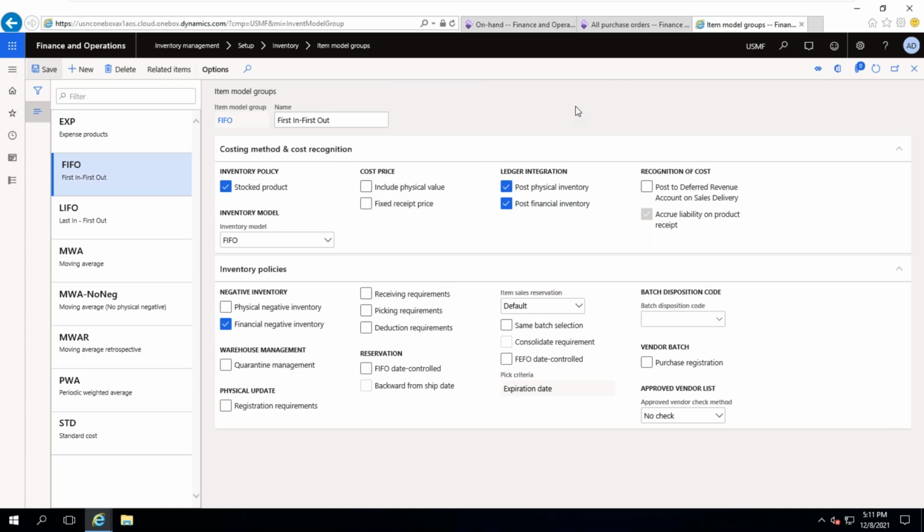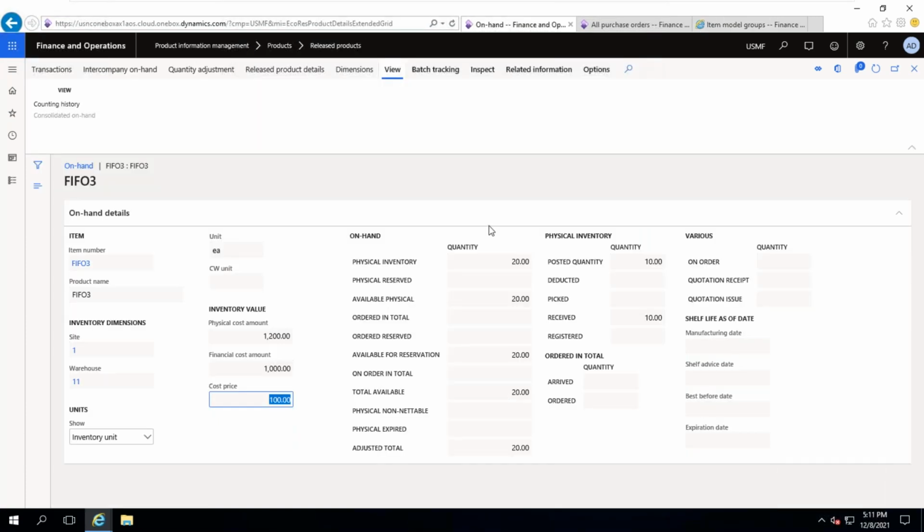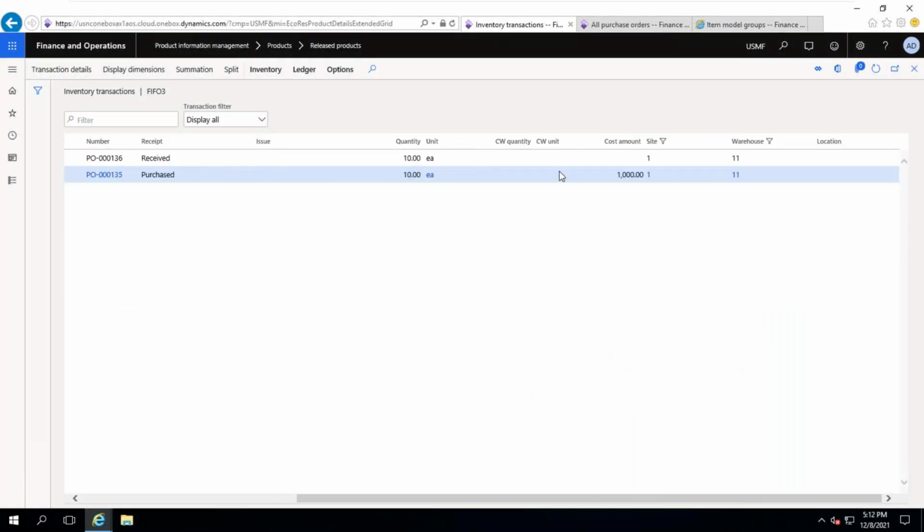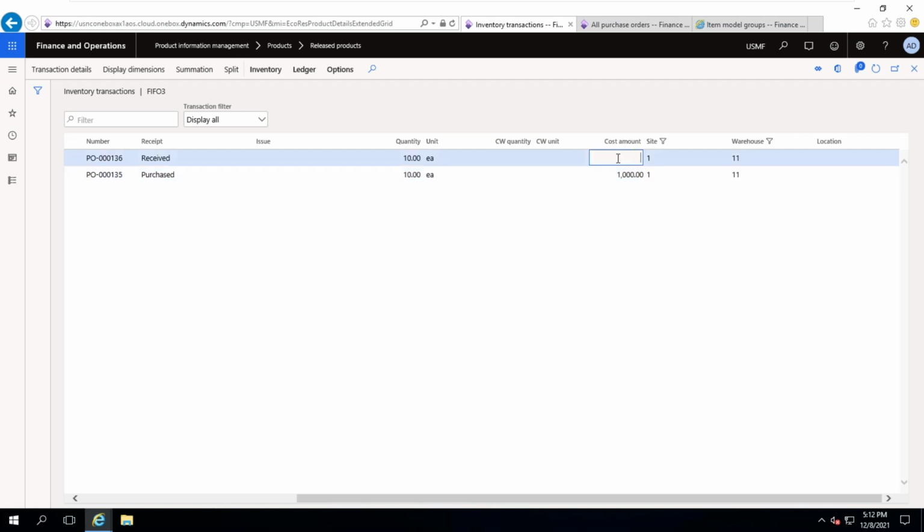Okay, fine. So now we did the product receipt. It updated the physical cost amount only. Financial cost amount is not updated. Cost amount is not updated. Cost price is not updated. Even in the transactions, if you verify, the cost amount is not showing. Look at this one, the second purchase order. Here the cost amount is not there.